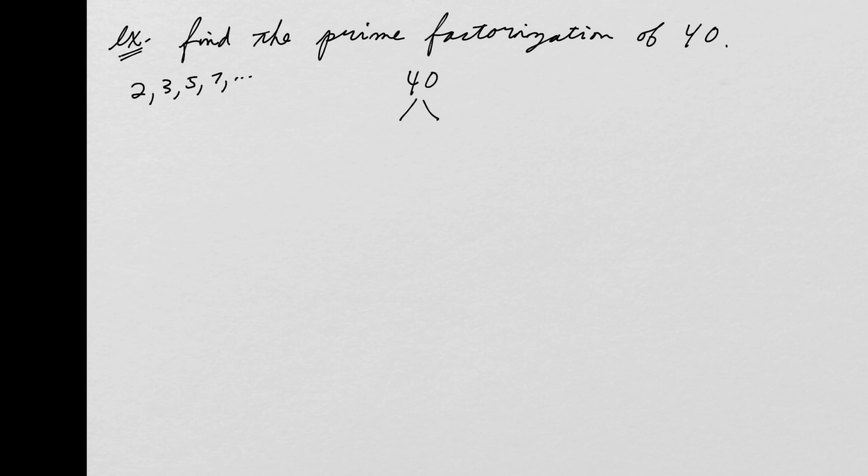Yes, 2 goes into 40 20 times, right? Now I leave the 2 alone because that's prime. I branch off to 20. It's still composite. I start with 2 again. Does 2 go into 20 evenly? Yes, it goes in 10 times. So 2 times 10. Then I leave the 2 alone again. I branch off to 10.